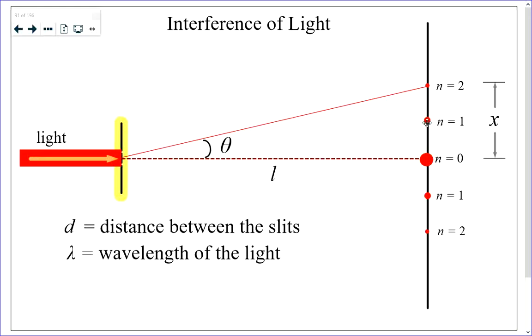n refers to what's called the order. If you're looking at the first maxima after the central on either side, n is 1, and as you move further away, n is 2, and then n would be 3. And x is the distance from the central maximum, which is n equals 0, to whichever n you're talking about. L, of course, is the distance between the screen where you're seeing the image and the diffraction grating or the double slit.